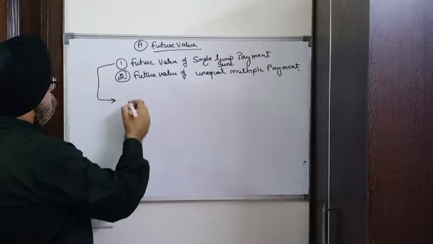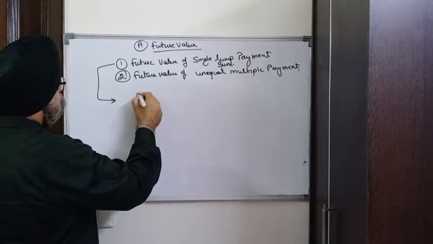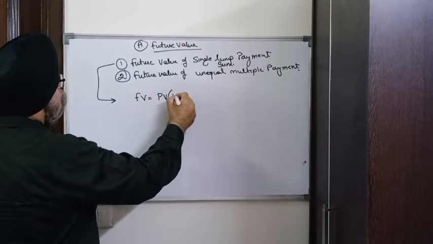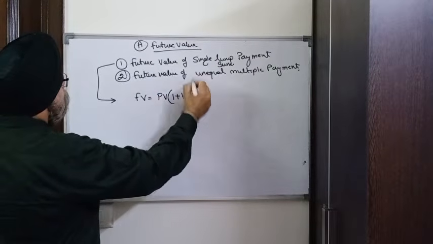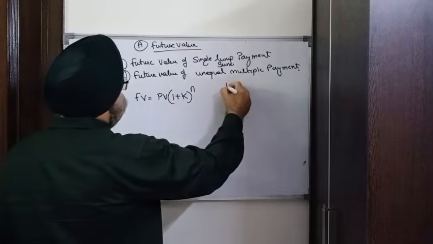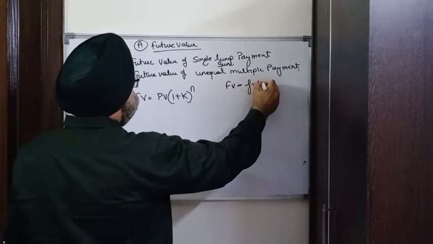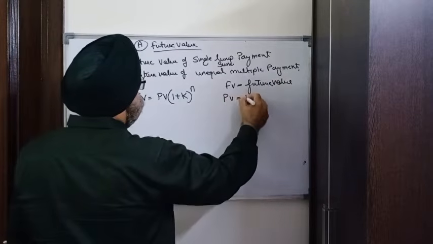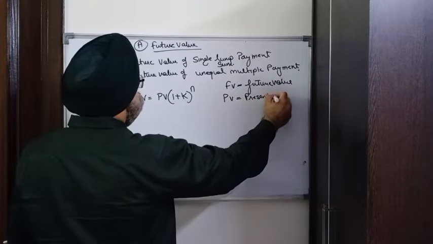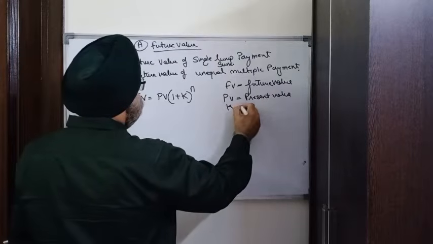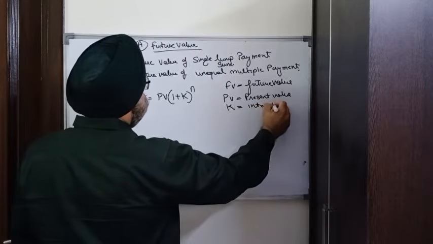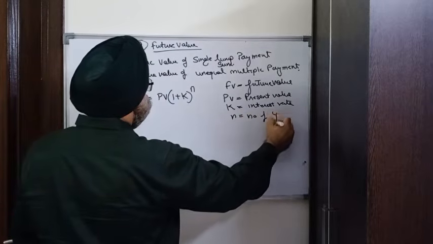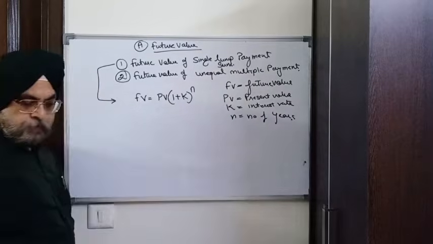Now, the formula for this is FV is equal to PV (1 plus K) raised to power N. FV is the future value, PV is the present value, K is the interest rate, and N is the number of years.